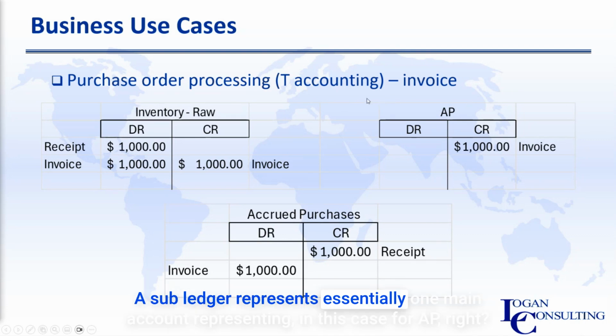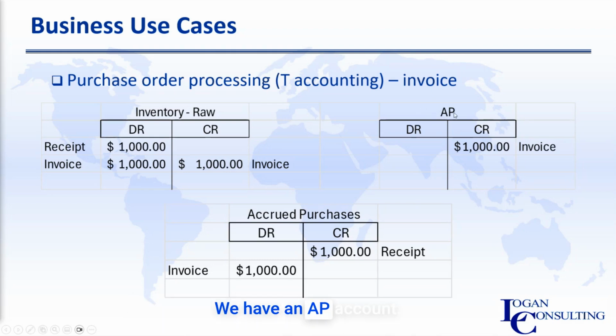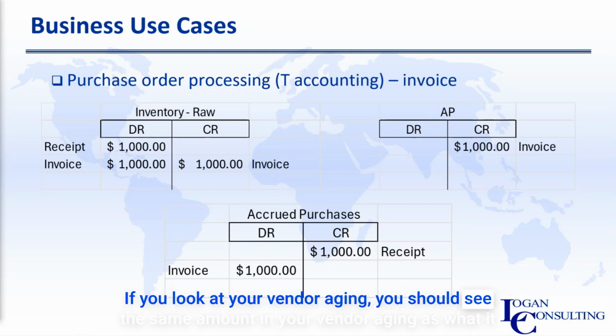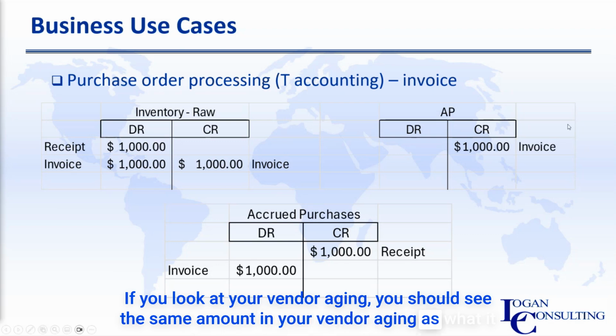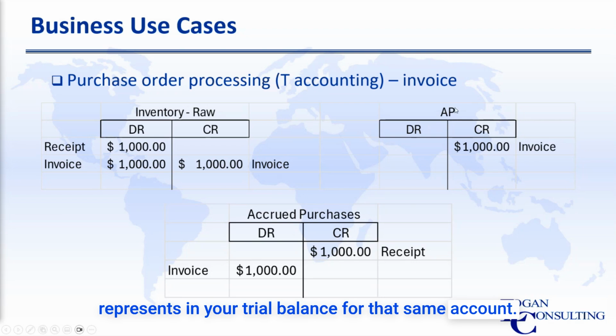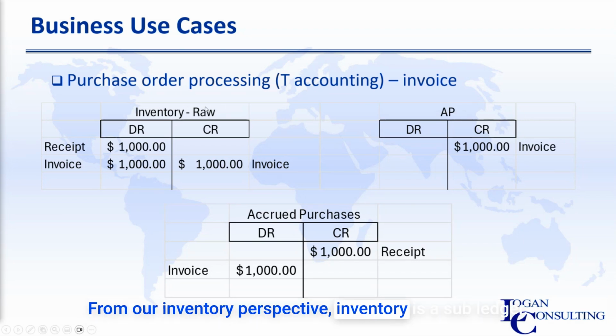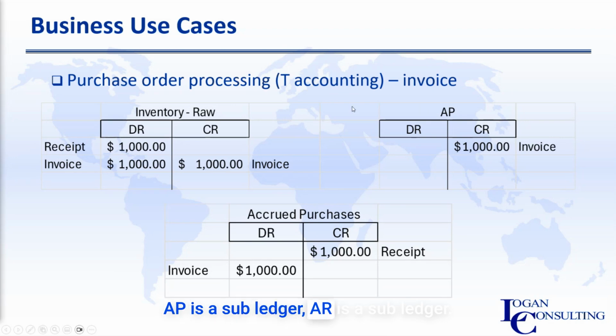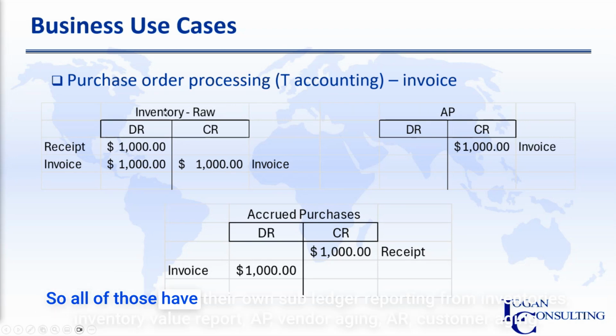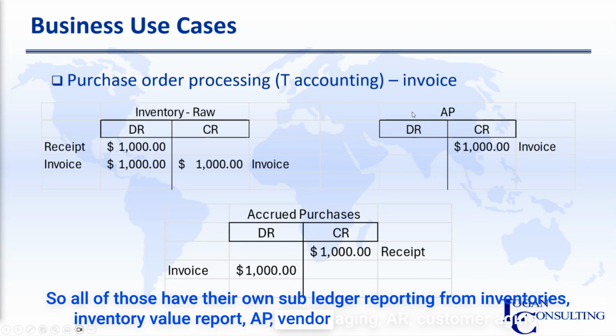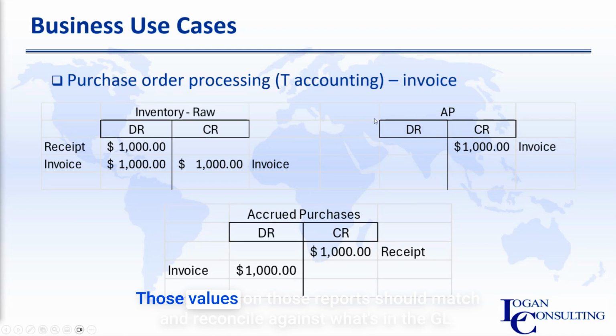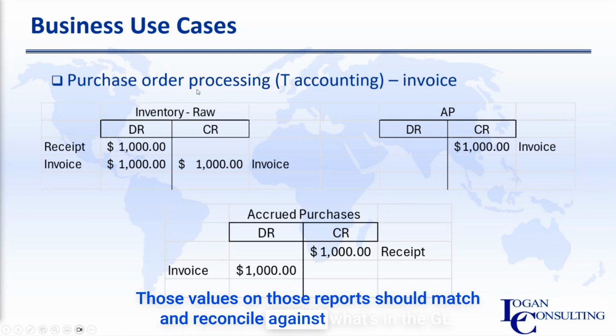A subledger represents essentially one main account, in this case for AP, right? We have an AP account. This is a ledger account that usually is, let's say, 2000. If you look at your vendor aging, you should see the same amount in your vendor aging as what it represents in your trial balance for that same account. From an inventory perspective, inventory is a subledger, AP is a subledger, AR is a subledger. So all of those have their own subledger reporting, from inventory, the inventory value report, AP vendor aging, AR customer aging. Those values on those reports should match and reconcile against what's in the GL.